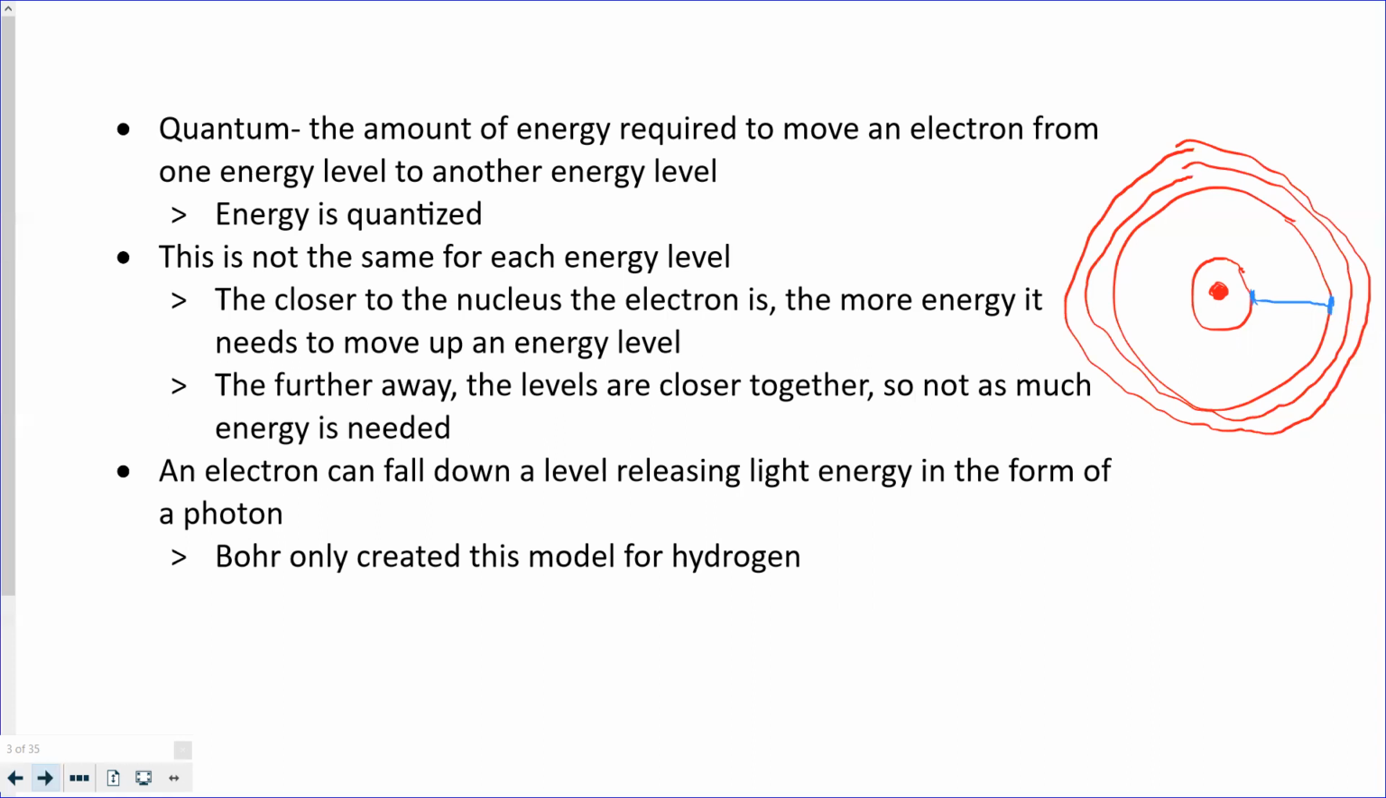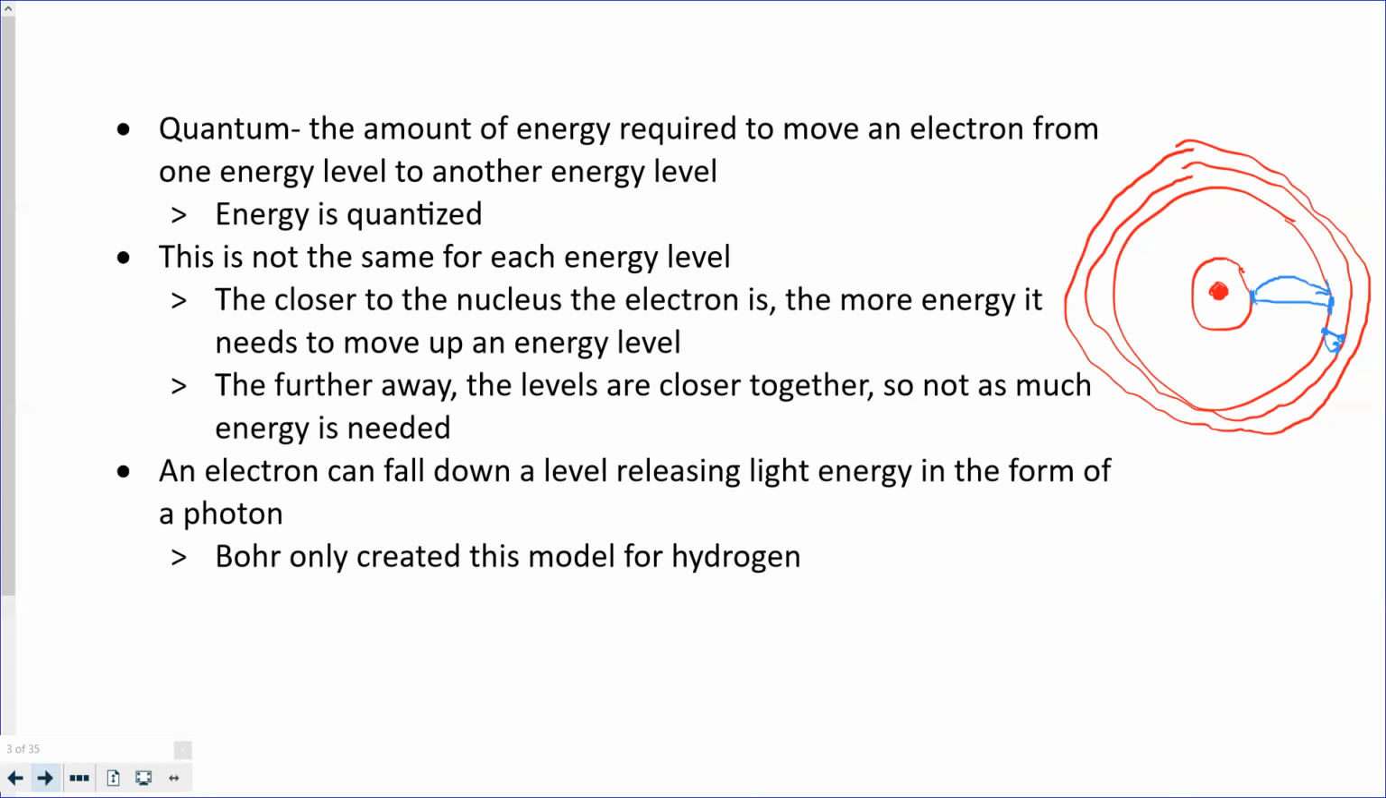So the closer to the nucleus the electron is, the more energy it will have to gain to jump up a level. So this is a larger gap an electron will have to gain, versus if it's going between the second and the third energy level. That is a much smaller value. So it doesn't need as much energy to jump from that second level to the third level. And you'll notice on your reference sheet, the further away you go from the nucleus, those energy levels get closer together. So it doesn't take as much energy to jump a level.